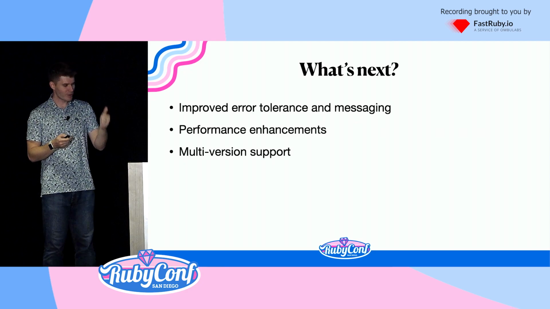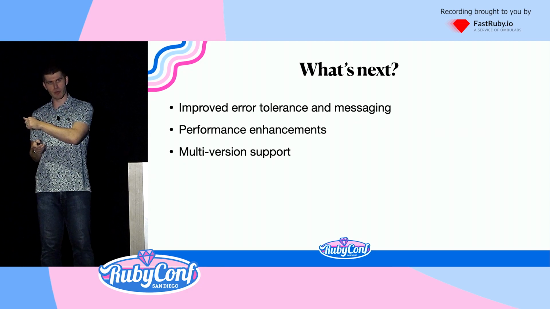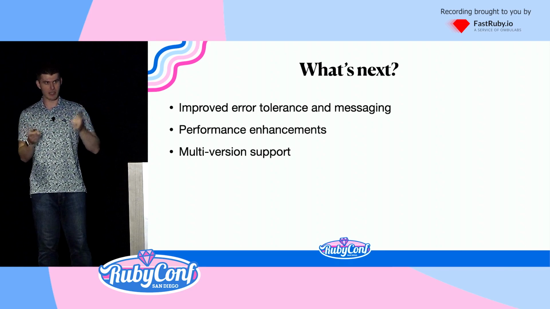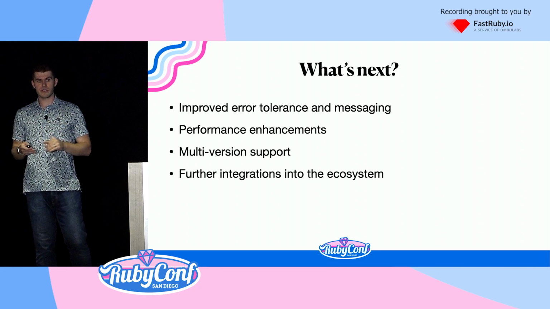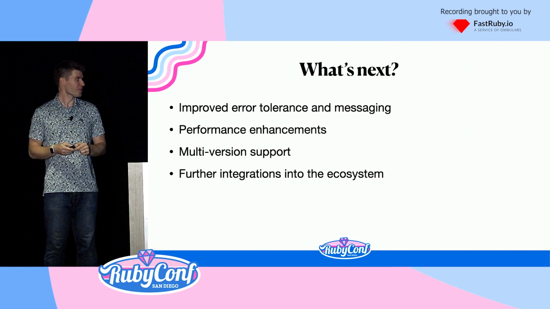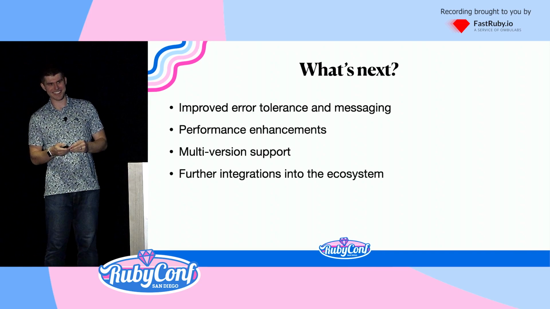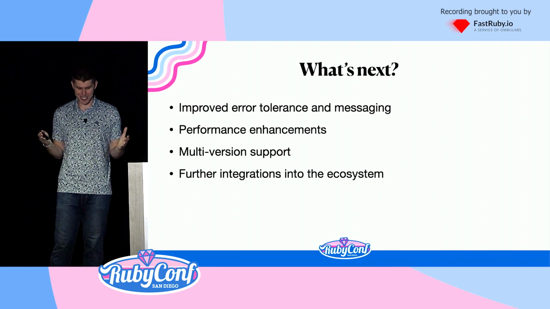And when Ruby 3.3 comes out, we're going to have to freeze where it currently is and then start to support multiple versions. So that's going to come next year. Further integrations into the ecosystem. If you know of a gem that is using Ripper, tell it to stop. Or tell me and I will tell it to stop. We shouldn't be using Ripper anymore.